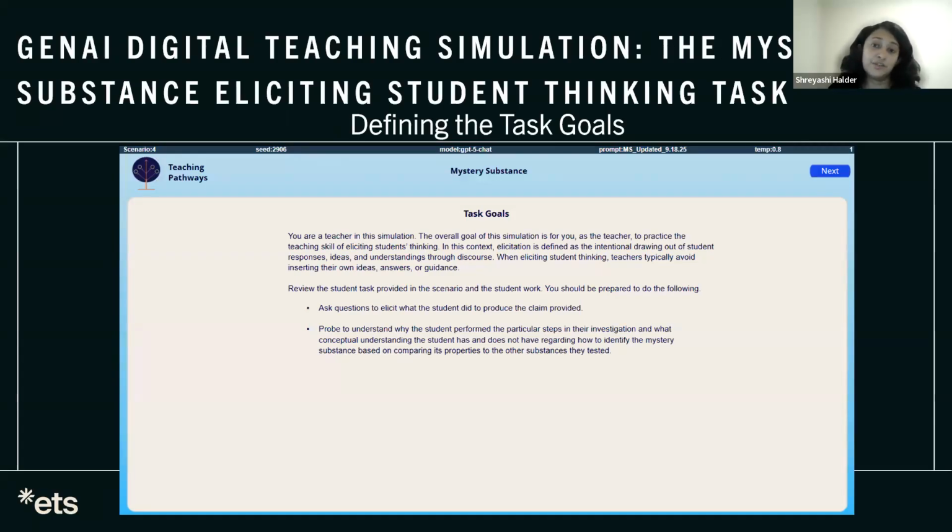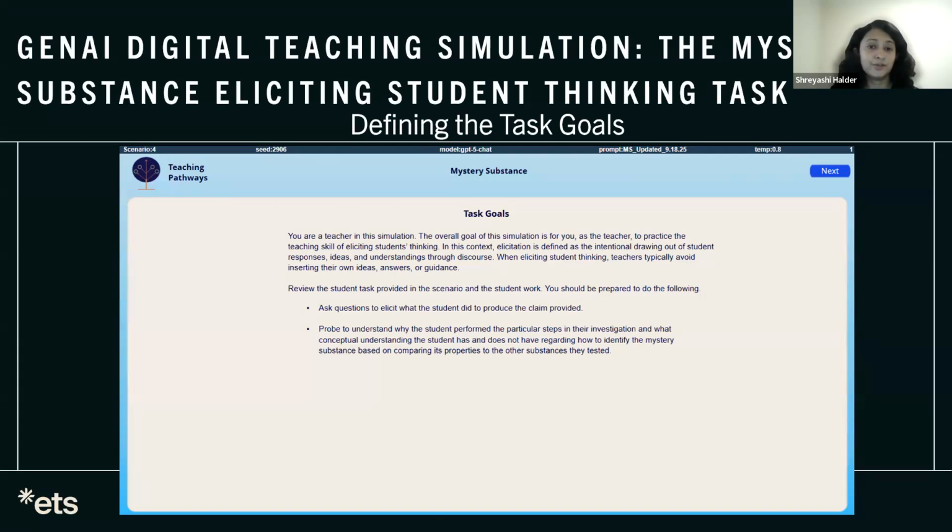So now I would like to share a brief overview of our recent development of GenAI digital teaching simulation. Our cross-disciplinary team has been working for the past year and a half to design and refine this digital teaching simulation to make it more usable for teacher practice. Within it, we have developed both science and mathematics tasks, particularly for elementary teachers. Today, we will share one of the science tasks, which is for a 5th grade student, and that is a mystery substance investigation. This task is designed to support teachers in eliciting students' thinking.